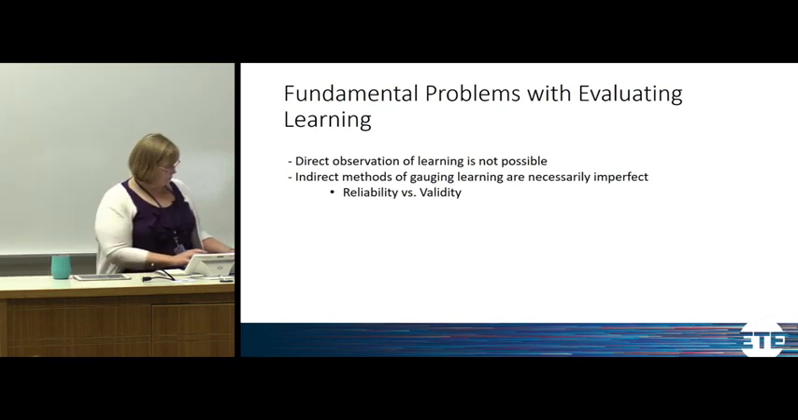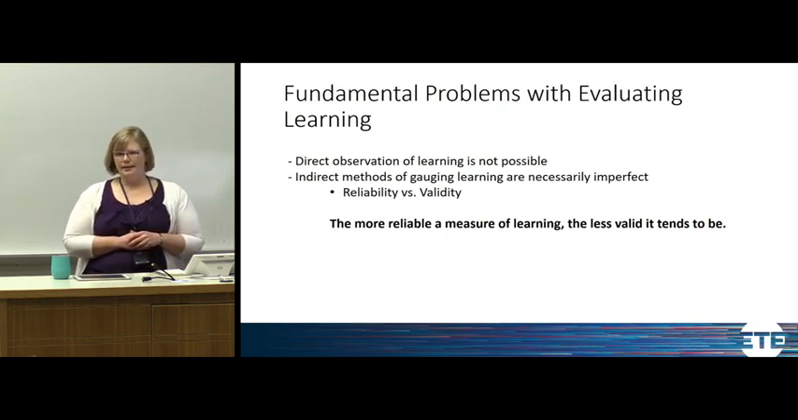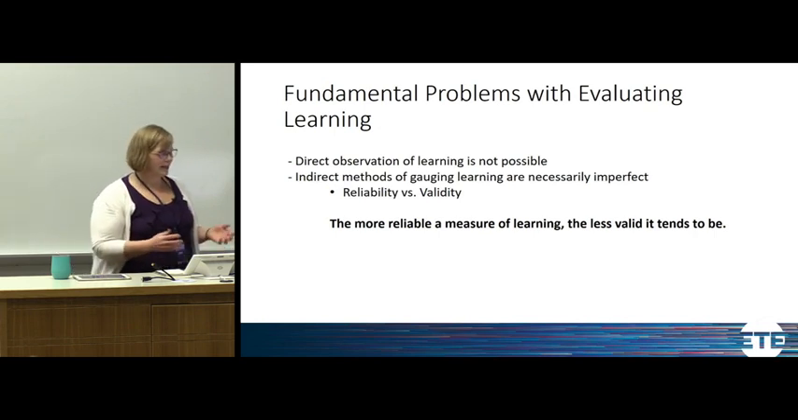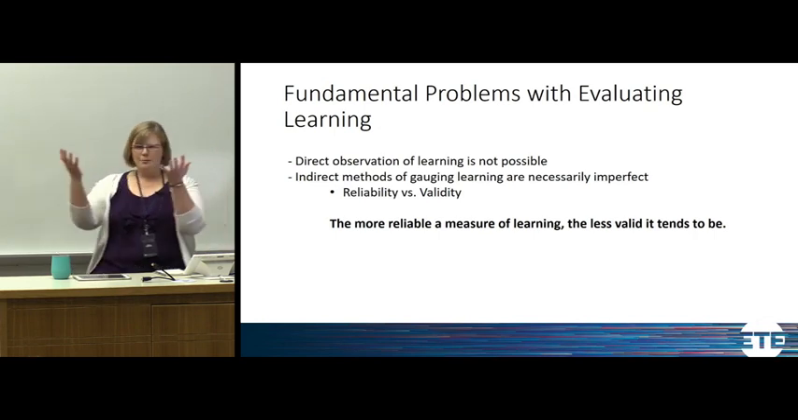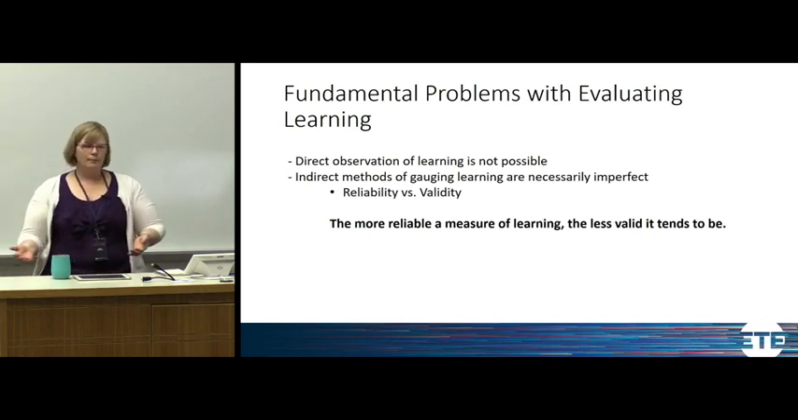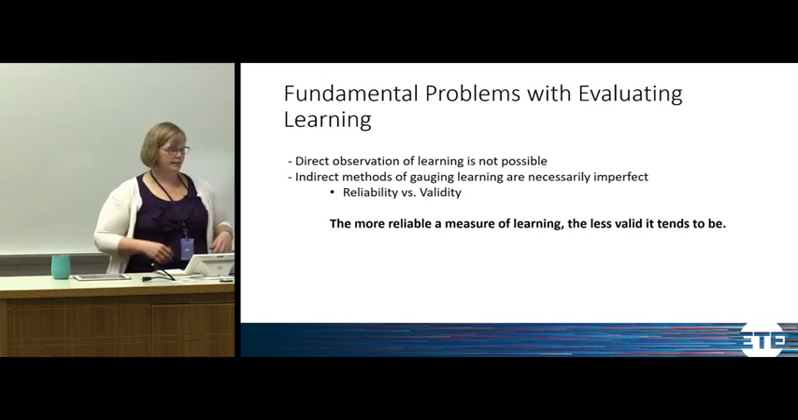It's often framed this way: the more reliable a measure of learning it is, the less valid it tends to be. That's just the way it is. Obviously, you try for high marks on both ends, and you're probably not going to find evaluations that are low on both, but you don't want it to be only one all the time and have all of your assessments be exactly the same.